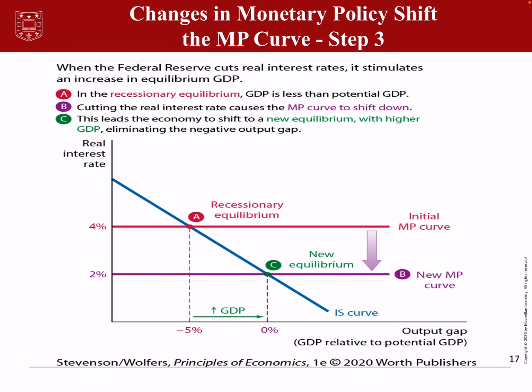So this picture cleans it up a little bit. Again, what we see is that the Fed could reduce its target for the Fed funds rate. That would be associated with a downward shift in the MP curve and a new equilibrium where we have a higher level of gross domestic product and the closing of the output gap.